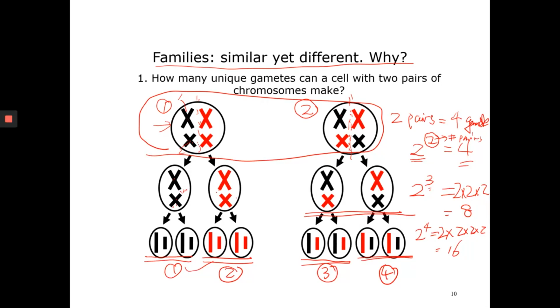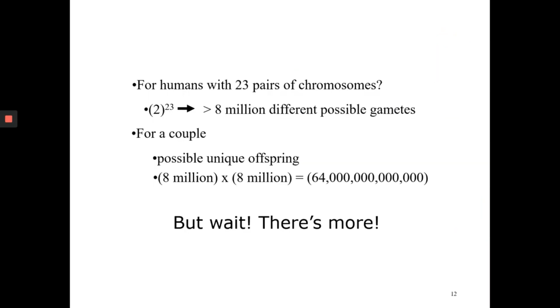is called random assortment, and that's going to be the second source for introducing genetic diversity. All right. Now here's my question. We know that humans have how many pairs of homologous chromosomes? 23, right? So you have 23 pairs of homologous chromosomes, and that's a total of 46 chromosomes. So if you are making gametes, either sperm or eggs, how many unique gametes can you produce? So we're going to use this equation, all right? So 2 to the 23rd, and it's going to be more than 8 million different possible gametes.